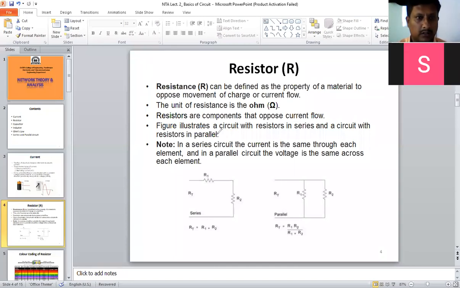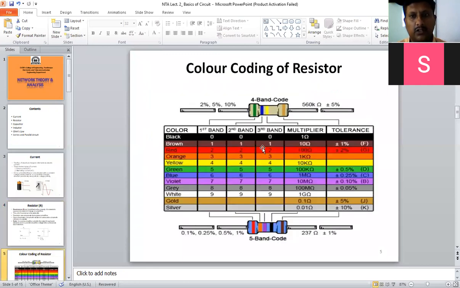Now, the next slide we can take. So here you are observing the table. This table will help a lot to understand the resistor. Now, some resistors are available which have only 4 bands on the cover. Some resistors are available having 5 bands. So the resistors having 4 bands are called 4 band resistors, and those having 5 bands are called 5 band resistors. So we can discuss 4 band resistors first of all.